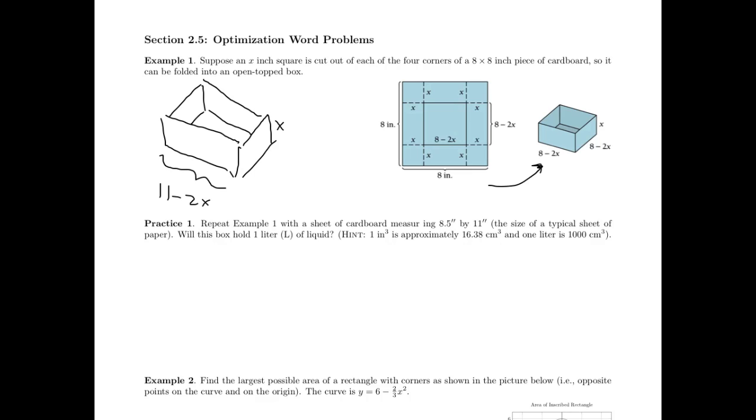We'll still have x units be the measurement of the little corner that we cut out, but now the dimensions of the box won't be square on the bottom. Rather, we'll be missing 2 x's from the 11-inch side, and we'll be missing 2 x's from the 8.5-inch side. When we fold it up, our dimensions will be 11 minus 2x, 8.5 minus 2x, and x. So it's really the same figure as this if you started with an 8.5 by 11 piece of paper here instead of 8 by 8.